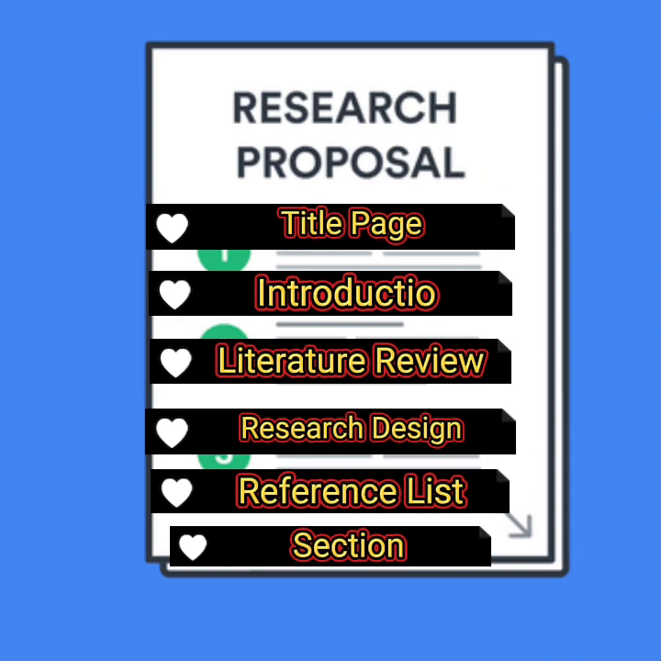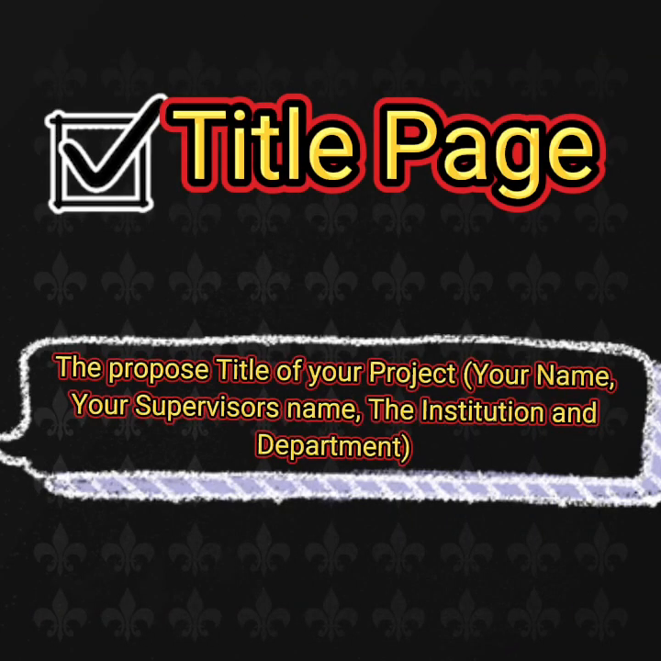The format of a research proposal varies between fields, but most proposals should contain at least these elements: the title page, introduction, literature review, research design, and reference list sections. The title page of the proposal should include the proposed title of your project, your name, your supervisor's name, the institution, and the department. You should also check with your department to see if there are specific requirements.